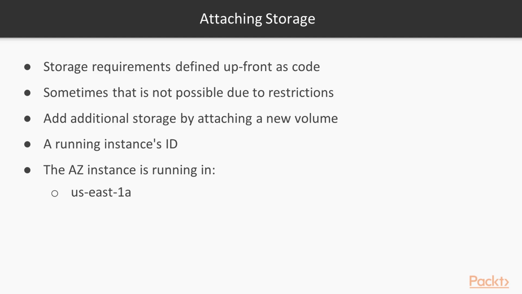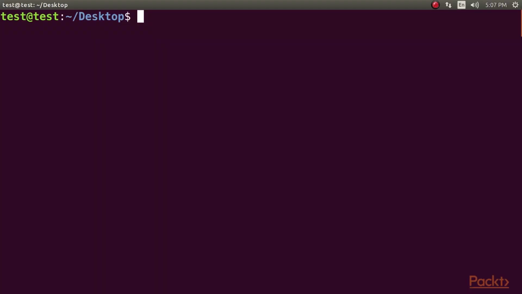For this part, you will need a running instance's ID. It will start with i, followed by alphanumeric characters. You will also need the AZ the instance is running in. This looks like the region name with a letter after it, for example, us-east-1a. I am using an AWS Linux instance. If you were using a different operating system, the steps to mount the volume will be different. And note that we'll be running an instance in the AZ us-east-1a.